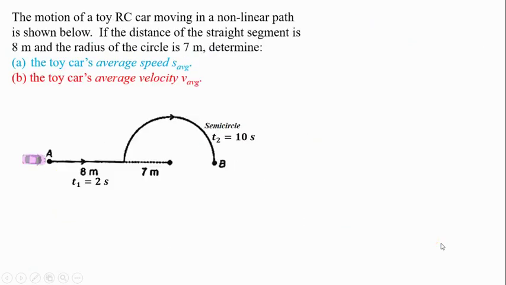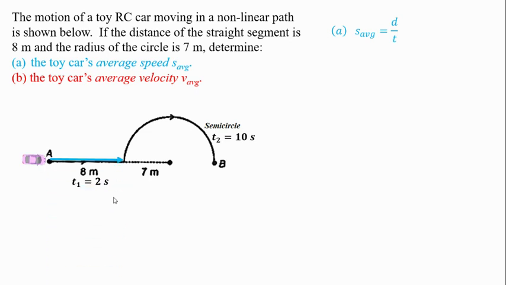All right, let's do another one. Here we have an RC car that's moving along this path shown in the diagram. It says here the straight leg is 8 meters, and then the radius looks like it's given as 7 meters. We need to find average speed and then average velocity next. So let's knock out part A. Same process. To find average speed, you would do distance over time. So you need to go find these quantities.